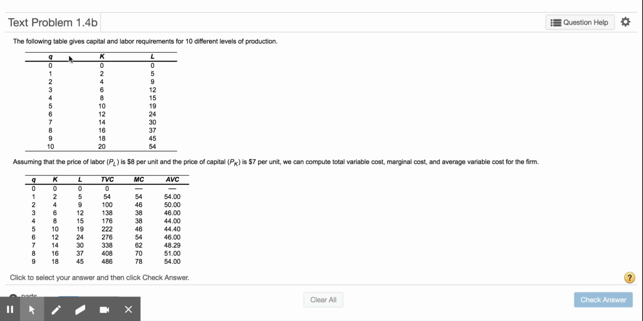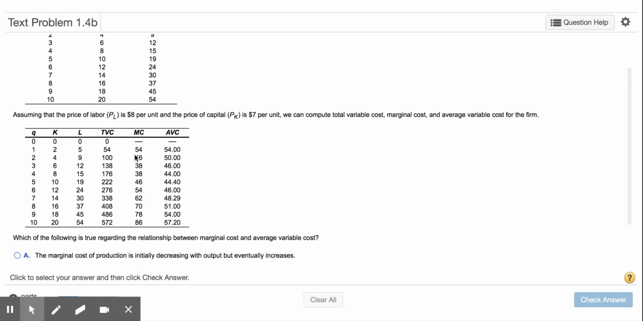Hi everyone, this is question number 5 from chapter 8 of my microeconomics class. Over here we have this production table. This is the amount of output, this is the capital input, and this is the labor input. Over here we have the price of labor, $8, and the price of capital, $7. We can use this table to get everything we have in here, right? We learned how to do that in maybe question number 4 from chapter 8.